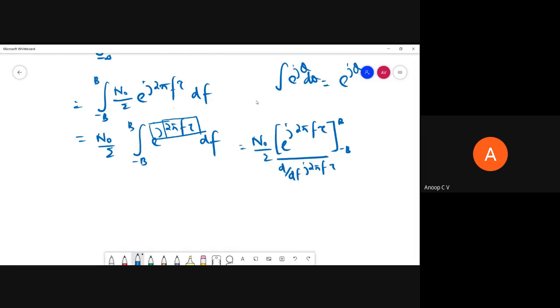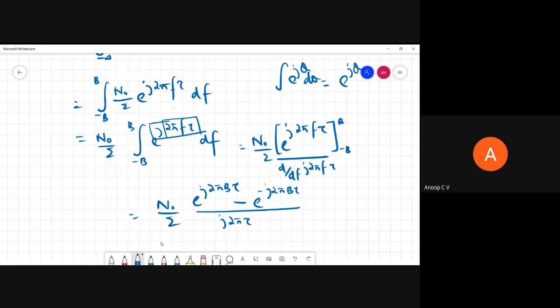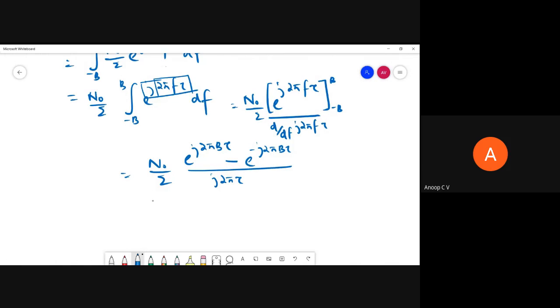So this will be equal to N naught by 2. If you apply the limits for f, it will be e power j 2 pi B tau minus e power minus j 2 pi B tau, divided by d by df of j 2 pi f tau, which will be j 2 pi tau. Now we can rearrange this. We know e power j theta minus e power minus j theta divided by 2j is sine theta. This again follows from Euler's equation.